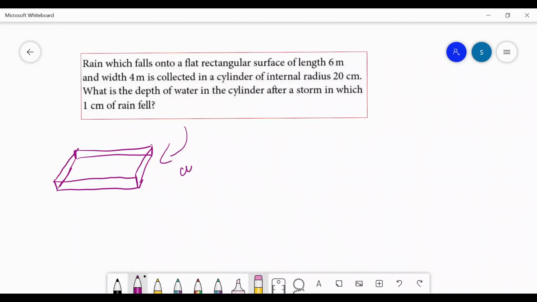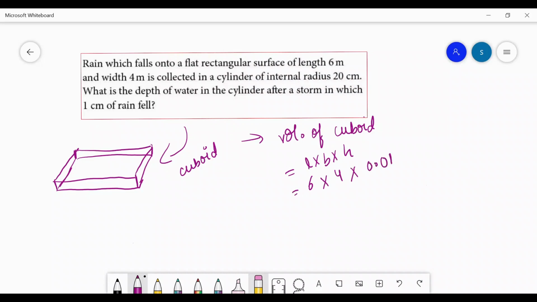So now it just transformed into a cuboid, right? So let's first calculate the volume of the cuboid here. That is L into B into H. Length of the cuboid is 6 and width is 4 meters. It's given in the question, and the height is 0.01 meters. They've given it in centimeters, so I just converted that into meters. After this we get 0.24 meter cube. This is the volume of the cuboid.